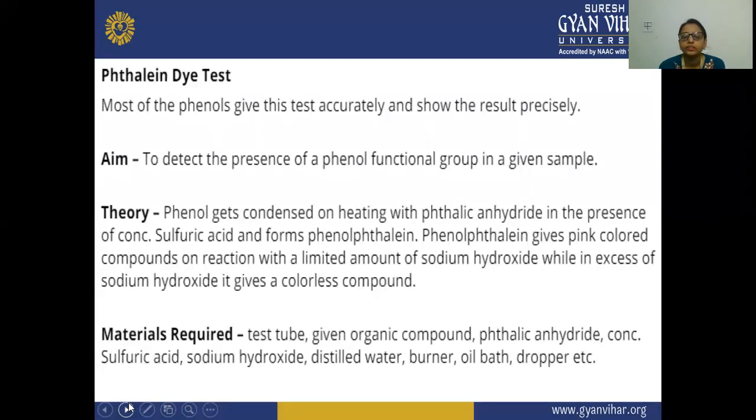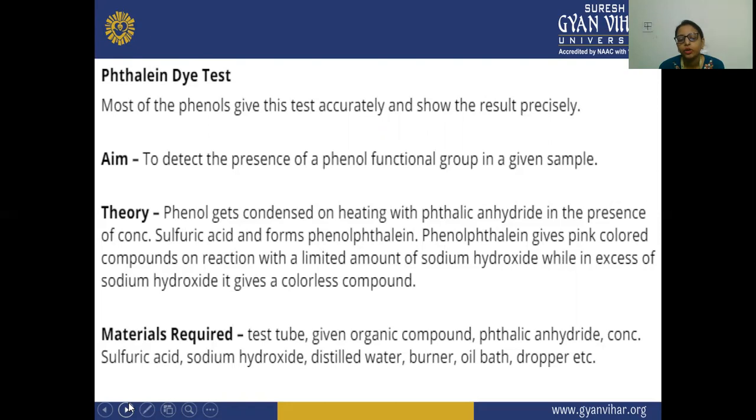So phenol gets condensed on heating with phthalic anhydride in the presence of concentrated sulfuric acid, forming phenolphthalein. The phenolphthalein formed by this reaction gives a pink colored compound with a limited amount of sodium hydroxide, but in excess amount it gives a colorless compound.